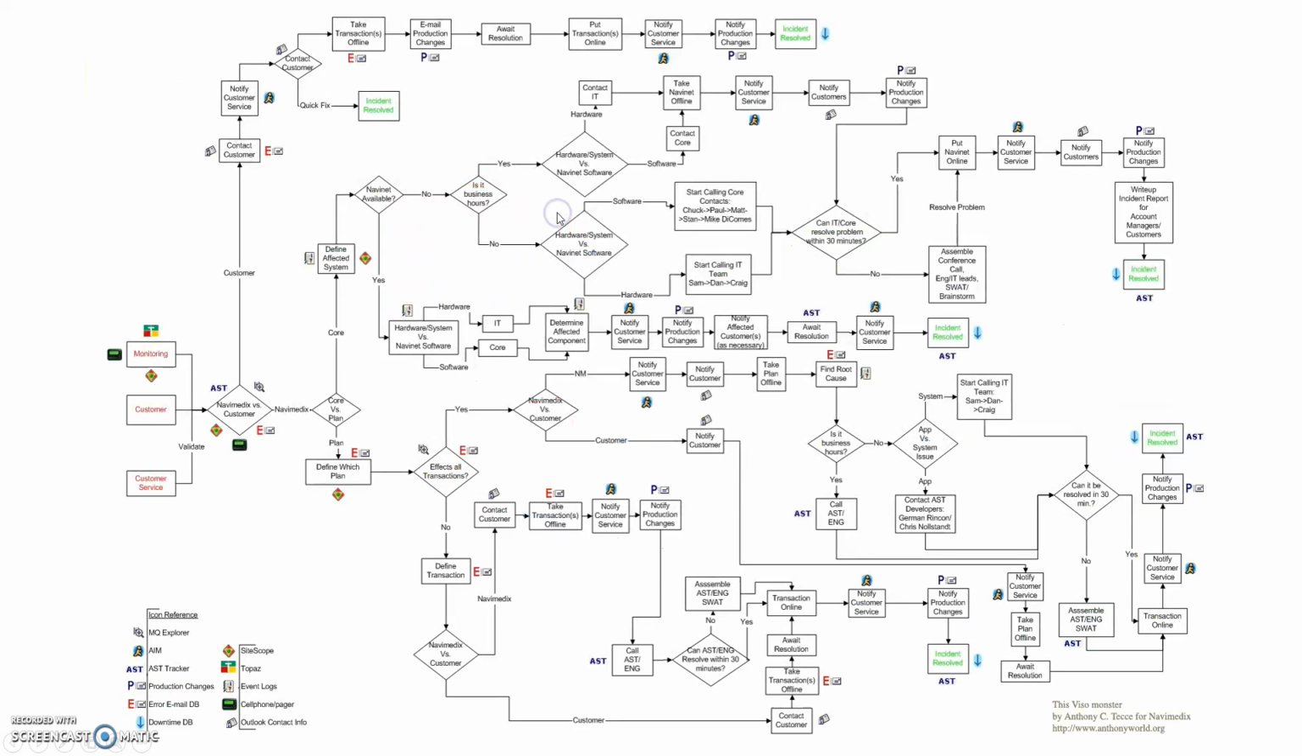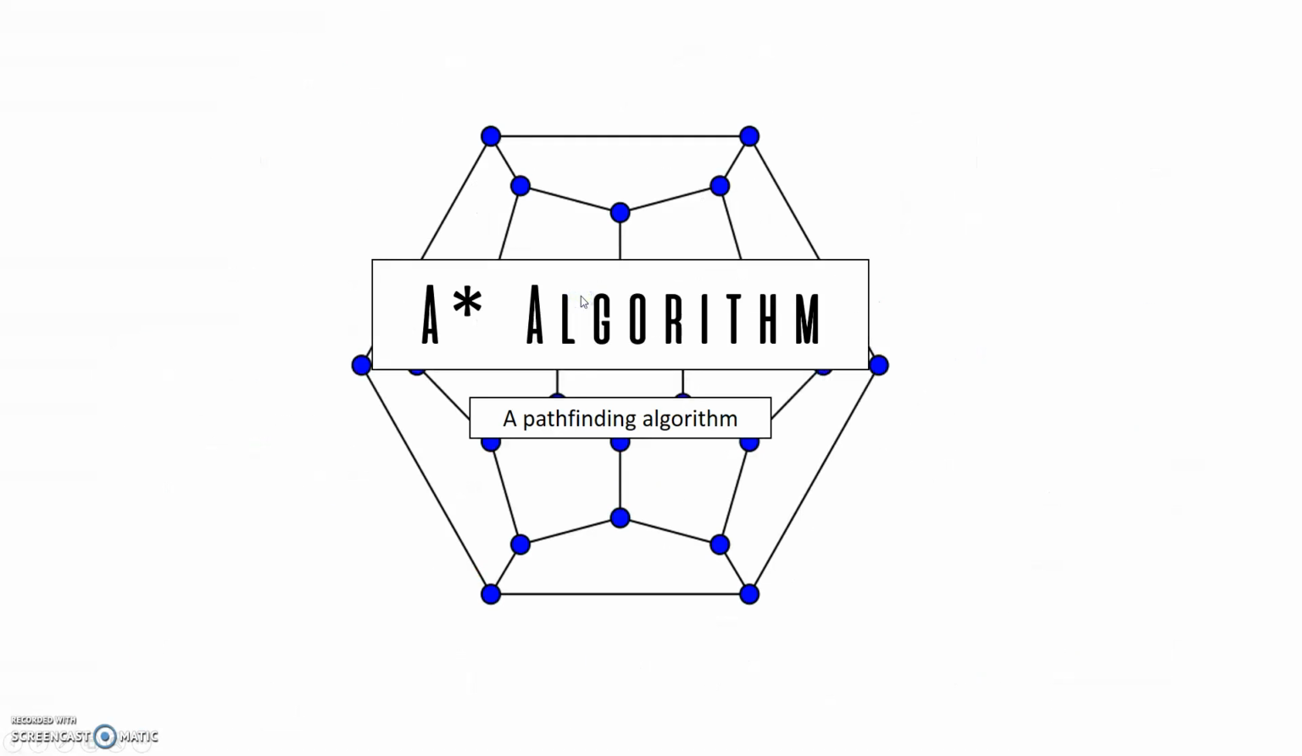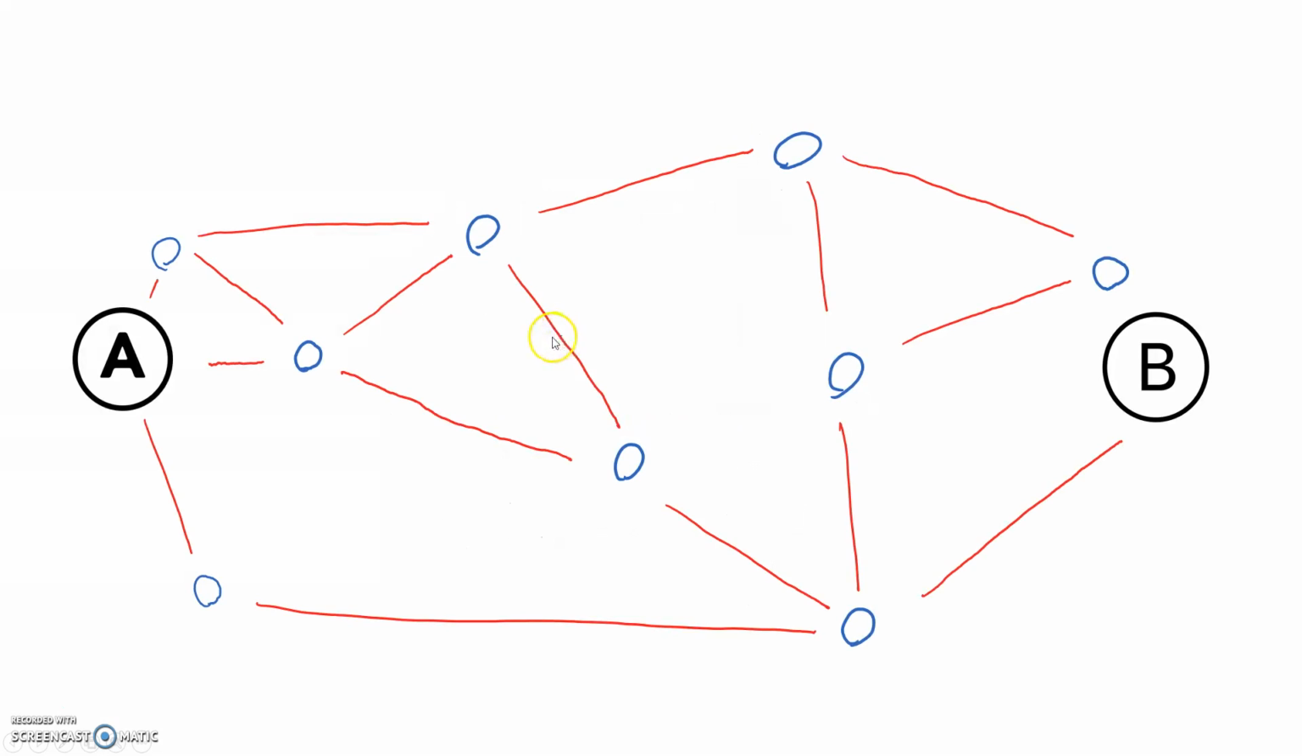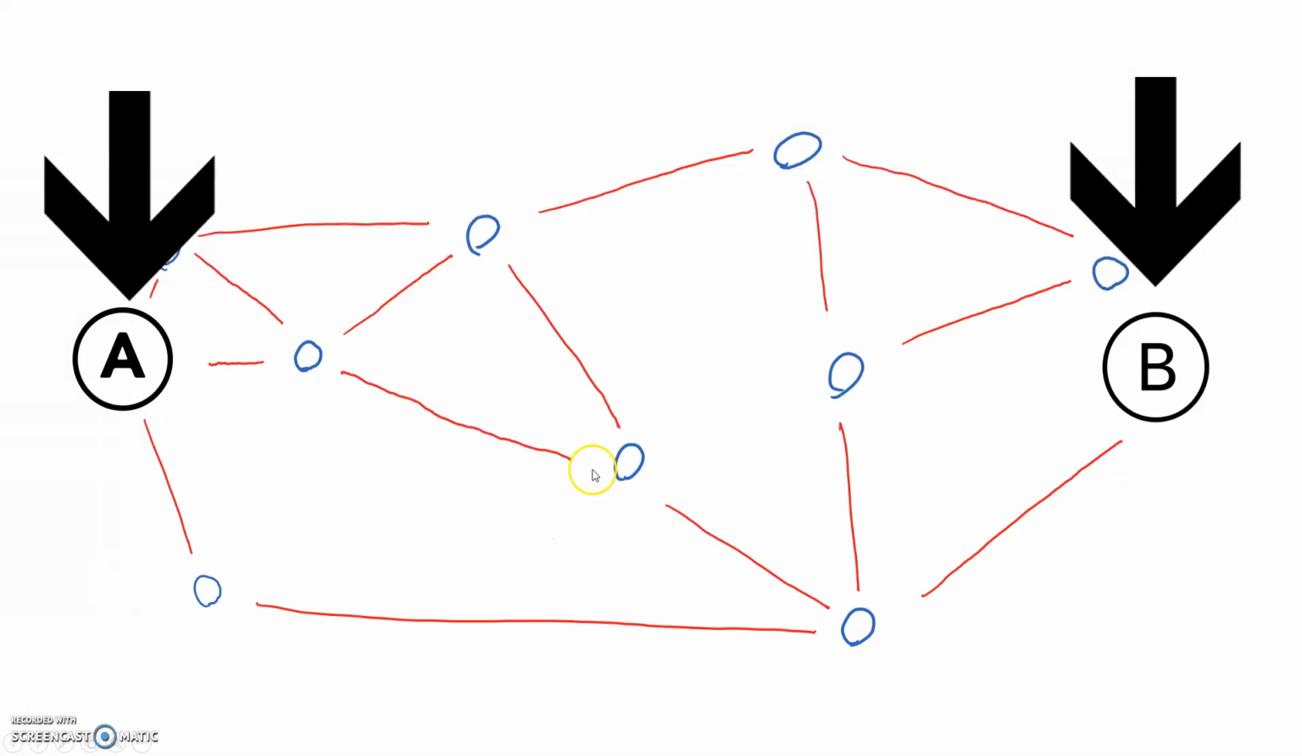A more complicated algorithm would be something like this, where a corporation has a flowchart to see what happens when something goes down or some sort of accident happens. It gets more complicated, but that was just a simple example. So yeah, the A-star algorithm. It's a pathfinding algorithm. What that means is we're trying to find the easiest way, or the shortest path, between point A and point B, using these nodes, and this algorithm essentially shows us the shortest path there.